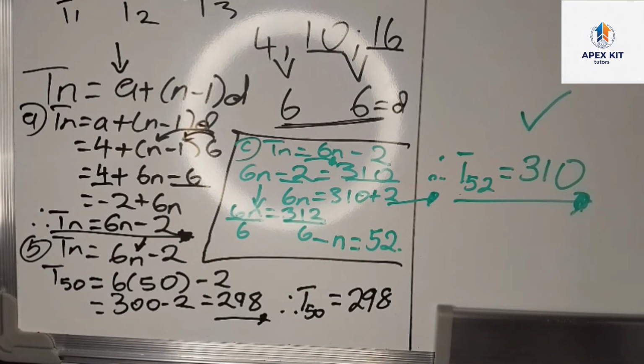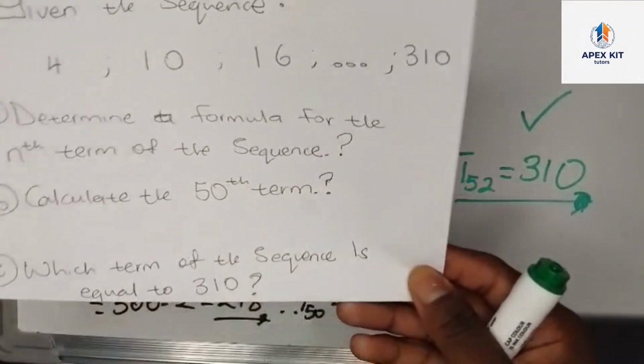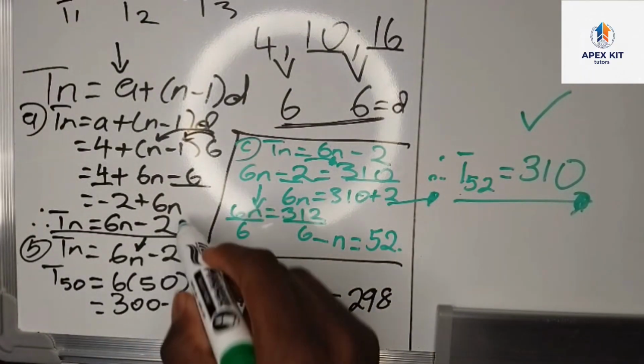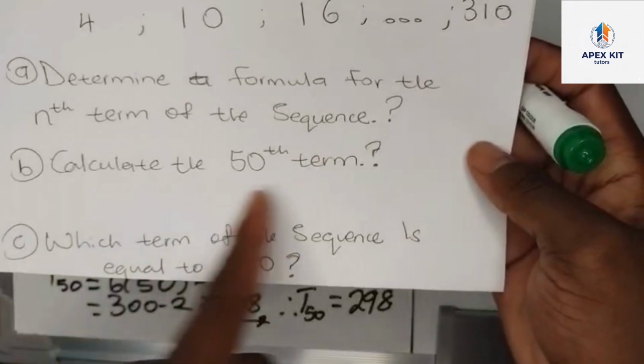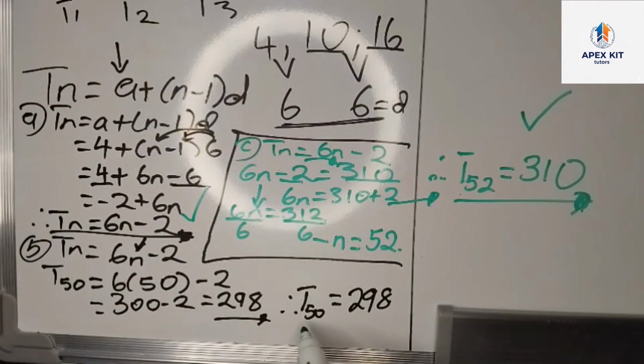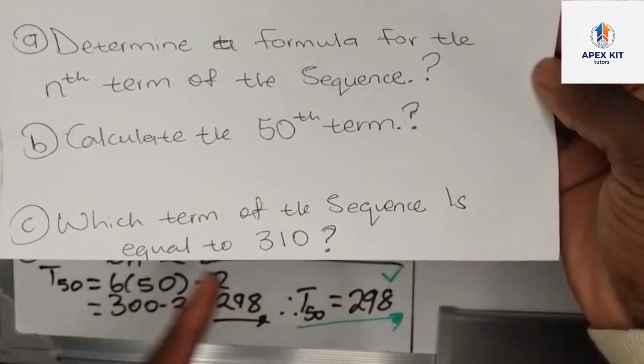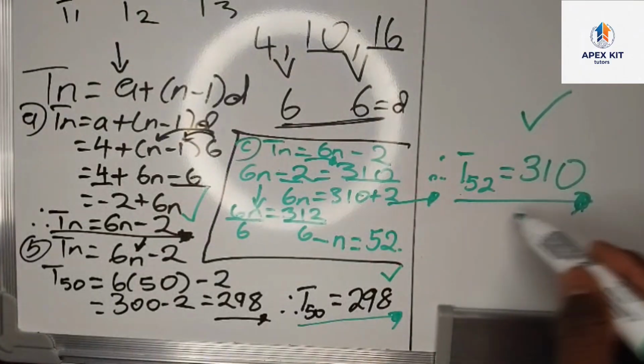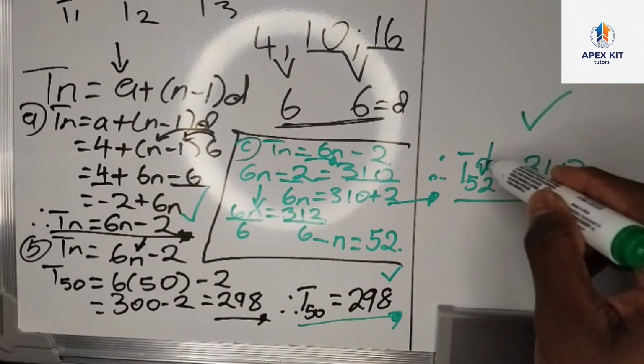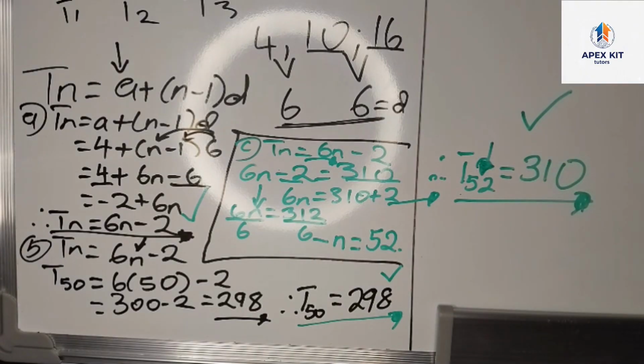We've answered all our questions. The first question was calculate the general term. We got Tn equals 6n minus 2. The second question, calculate the fifth term. We calculated T50 and we got 298. The last question asked which term in the sequence is equal to 310, and we got our answer to be the 52nd term. Our 52nd term is equal to 310.